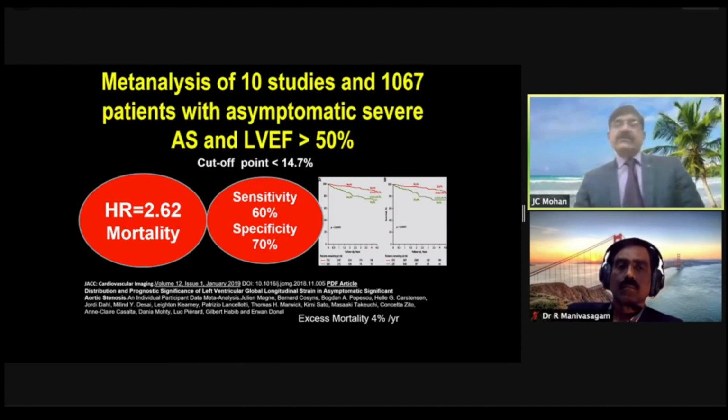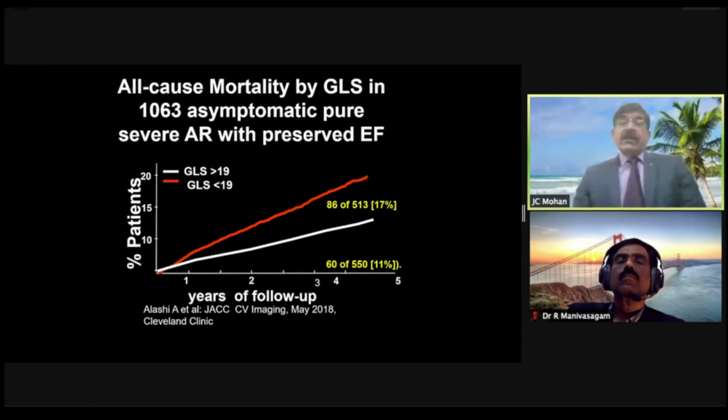So the data actually of more than 1,000 patients of asymptomatic severe aortic stenosis and ejection fraction more than 50% have said that bad prognosis is indicated if the global longitudinal strain is less than 14.7%, and mortality is 2.5 times more in case the strain values have already fallen below 15%, although sensitivity and specificity of this is modest. Even in patients with severe aortic regurgitation, a longitudinal strain of less than 19% indicates a high mortality. That means people should be operated when the global longitudinal strain has just started falling below 19%.